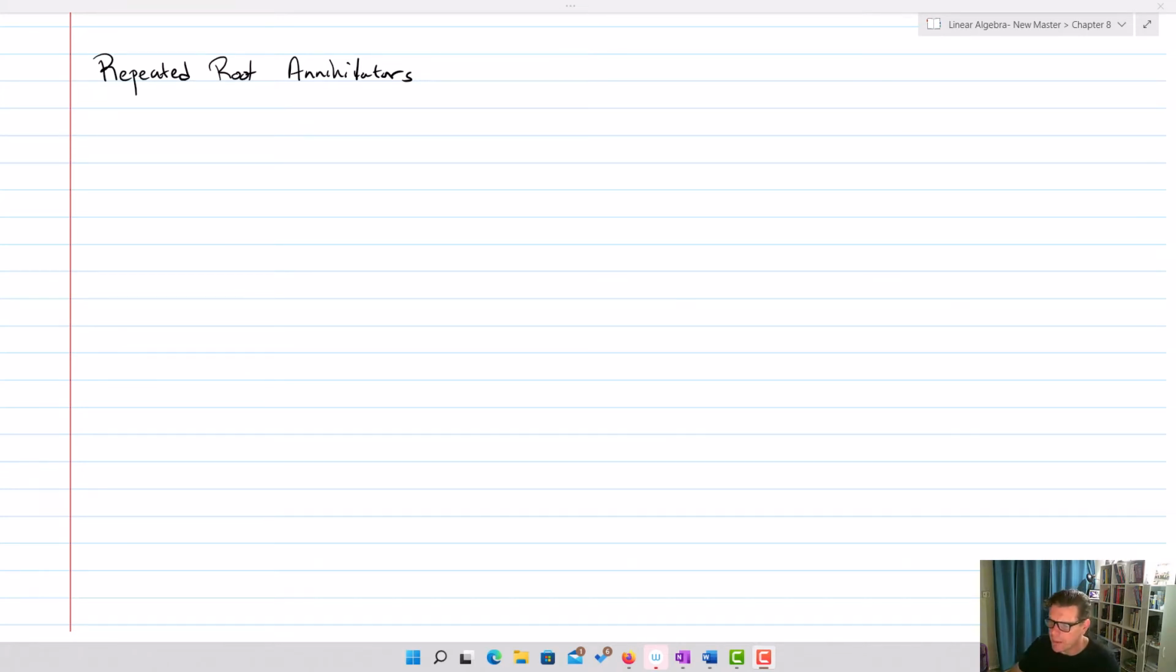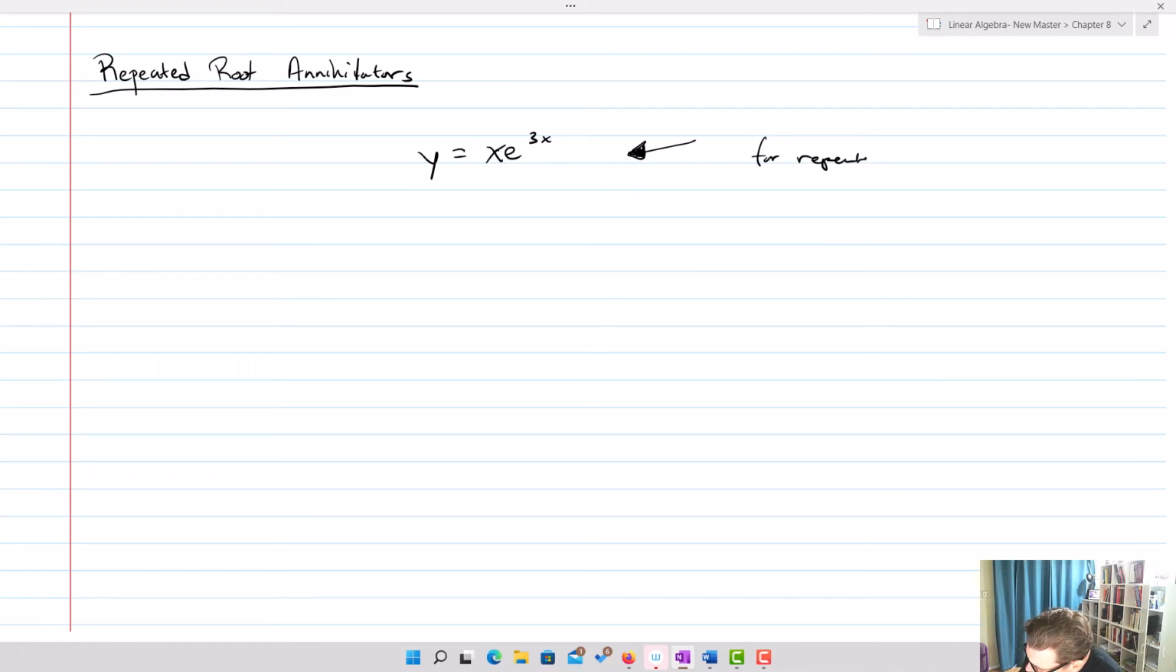Now, what about repeated root annihilators? These are other ones that we actually find annihilators for as well. So let's consider something like this: y equals x e to the 3x. Now, remember that we get a function x e to the 3x as a solution for repeated roots in P of r. So whenever we have a repeated root, we're going to get a power of x times e to the 3x.